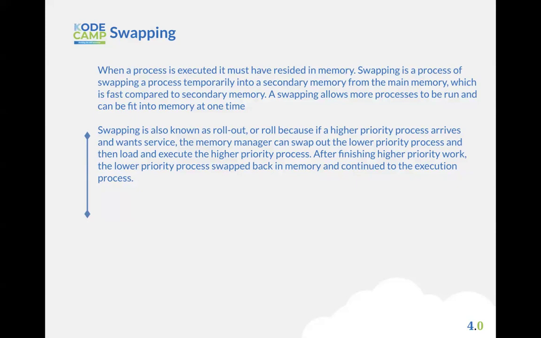So quickly, a process is executed in and resides on the main memory. Swapping is a process of temporarily moving a process into the secondary memory from the main memory, which is like your disk, right? While you have your RAM, you still have your disk. Like moving the process from your RAM to your disk, bringing in another process, executing that and moving it back to your disk.